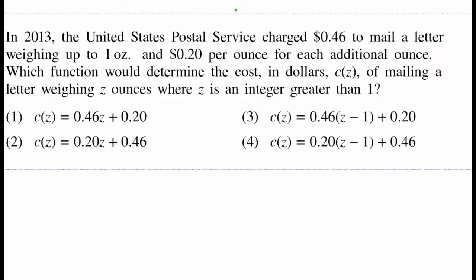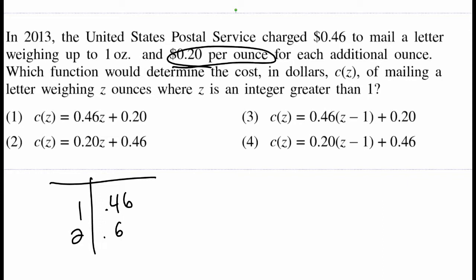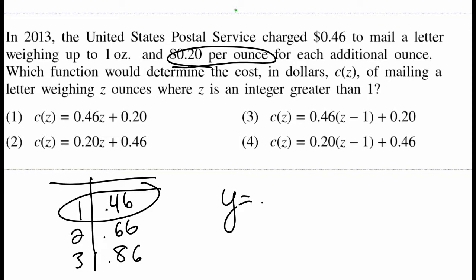In 2013, the USPS charged 46 cents to mail a letter up to 1 ounce and 20 cents per each additional ounce. So if I have a letter for 1 ounce, it's costing me 46 cents. The pattern then is to add on 20 per ounce. There's my slope. I am not given the y-intercept in this problem. I am given a point here. So I'm going to have y equals, I'm adding 20 each time to x minus 1 plus 0.46. I have to use that point slope form here because I'm not given the y-intercept. You could go backwards and get it, but the y-intercept is not given.